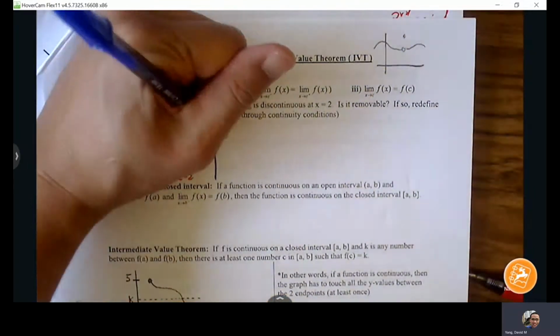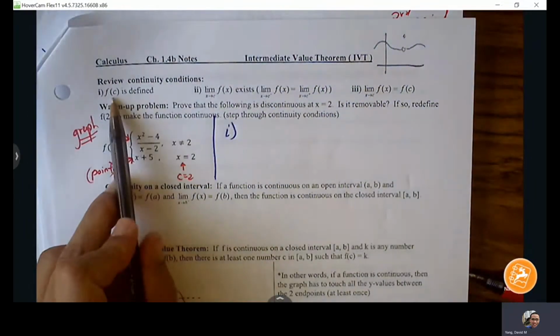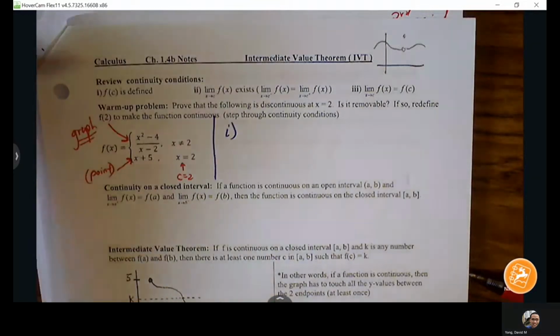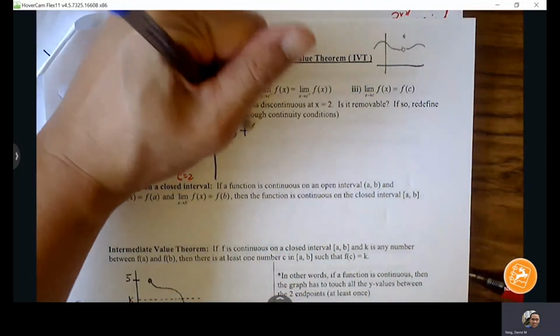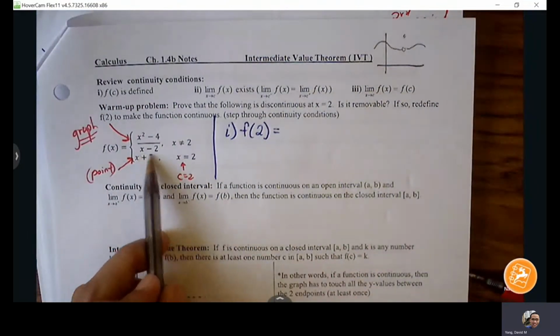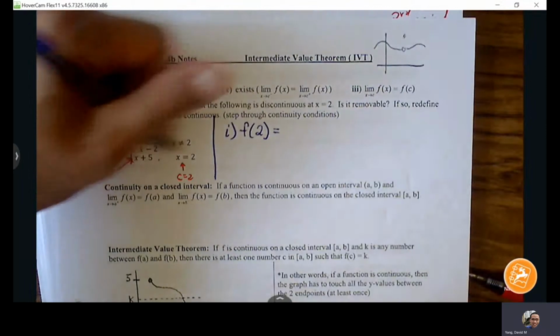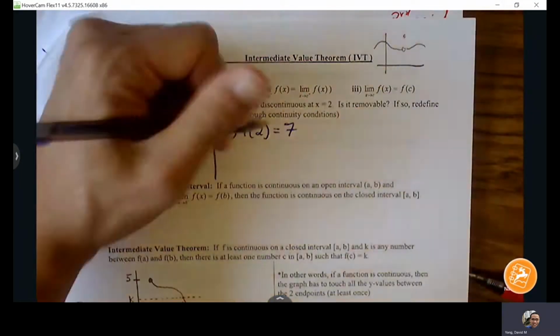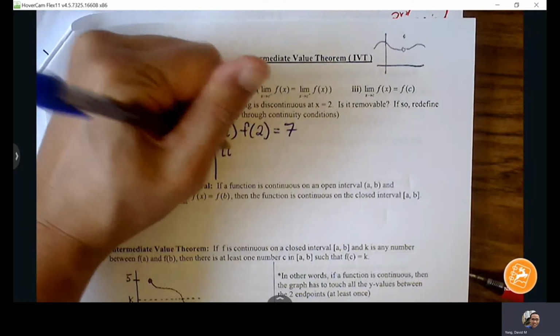Okay, so first things first, where's my c value? 2, right? F of 2, what's f of 2 equal to? Because I'm plugging into the second piecewise because it's defined at 2, so 2 plus 5 equals 7. Okay, good to go.